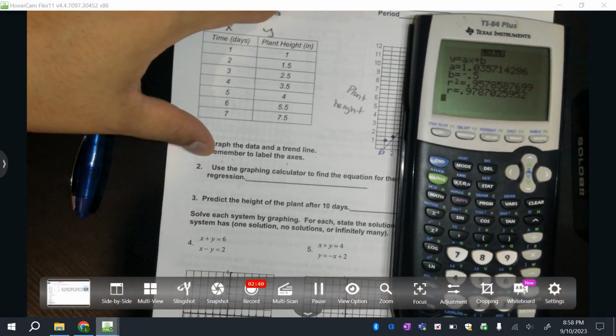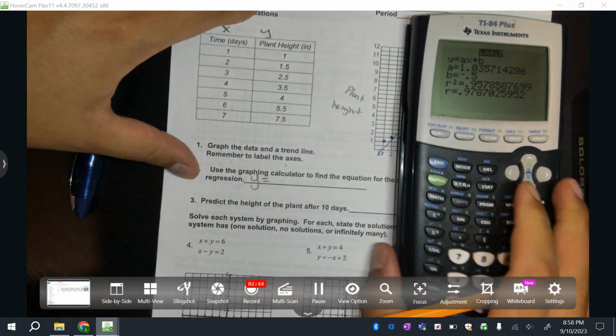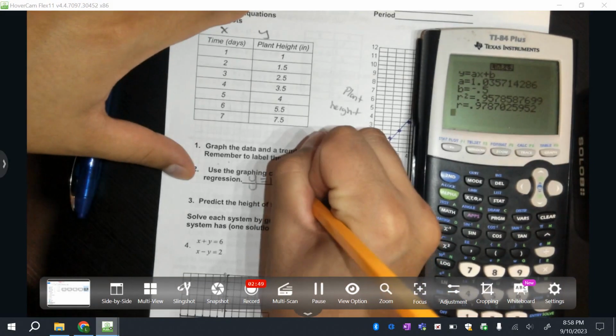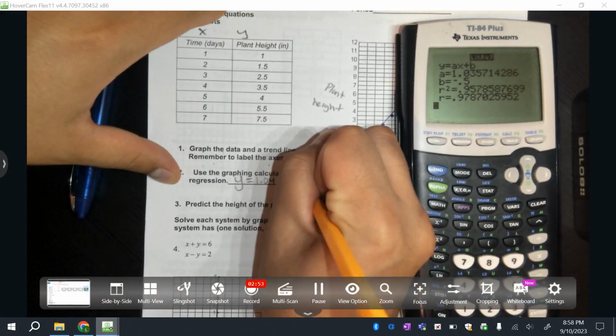Alright, so then for the y value, for the slope, we have y equals 1.04x. And then for the y-intercept, we have minus 0.5.